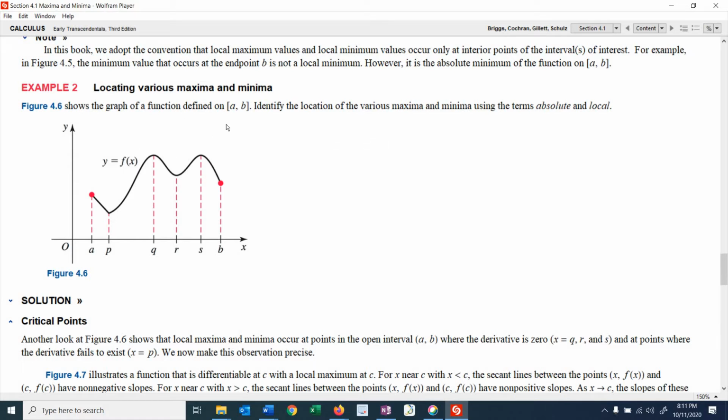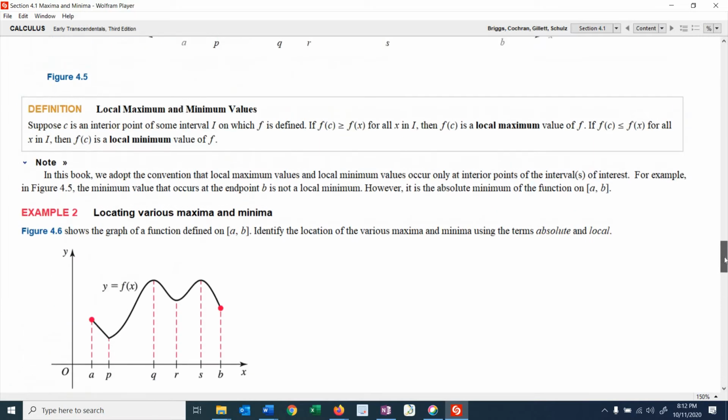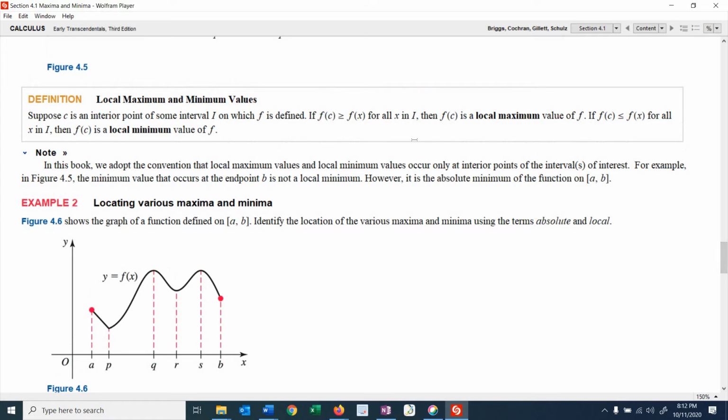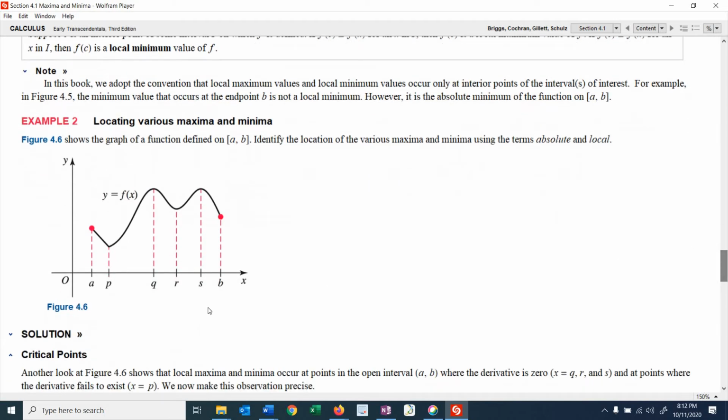Okay, so if you look at this function, local maximums occur at Q and at S, and the local minimums occur at P and R. Now, why is that? Well, let's talk about the local maximum. To be at the location of a local maximum, first of all, C must be an interior point of the interval. So what do we mean by interior points?